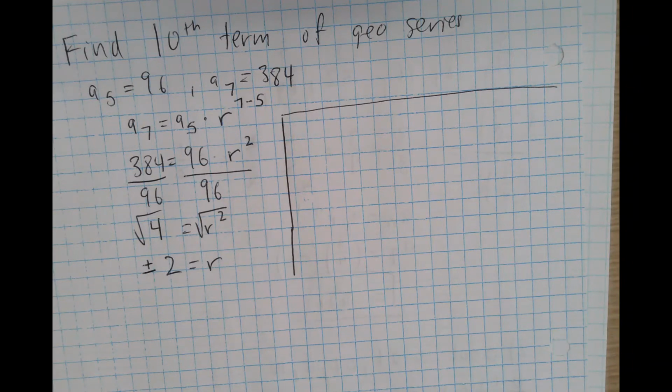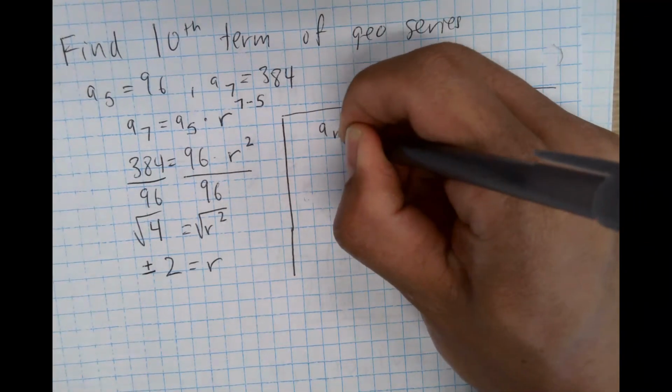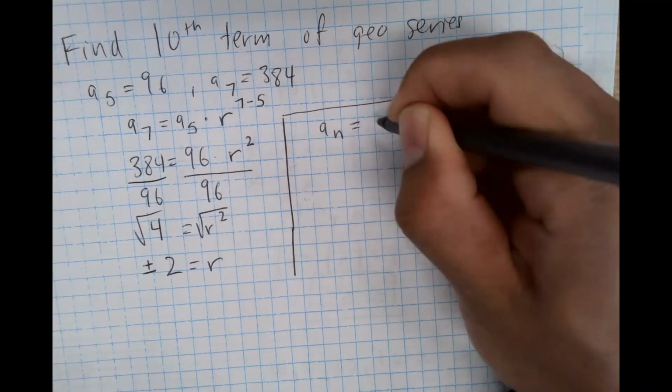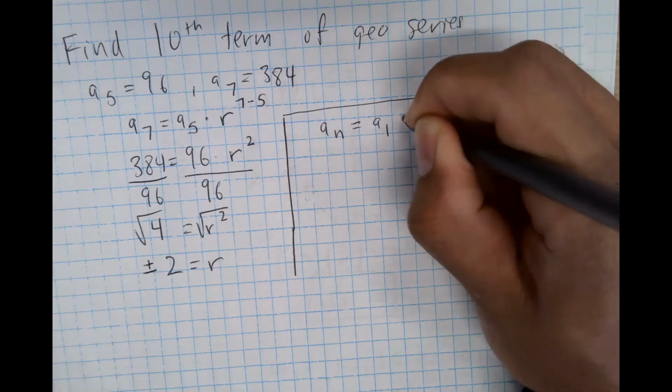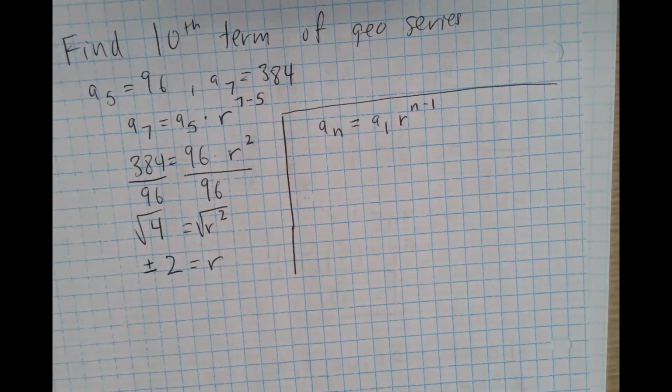Okay, so now our next step is to solve for a of 1. So we know that our basic formula is a of n is equal to a1 r to the n minus 1 power. This is our basic formula.